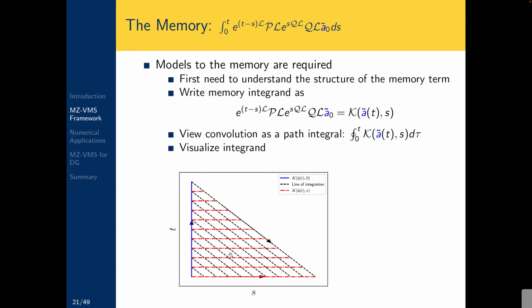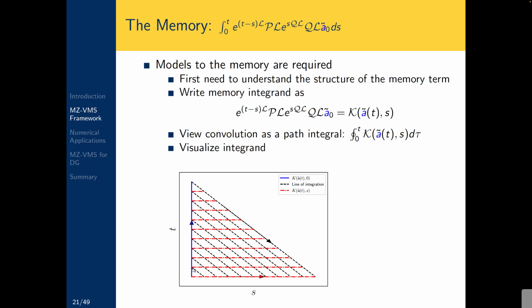Here I'm showing you a diagram in t-s space of the integrand of this memory term. This blue line is the memory kernel K evaluated at a tilde of t, and then I set s equal to 0. You can think about this blue line as, let's say you're doing a computation. At any point in time, you can just compute this blue line using your current state. So this is just some function of a tilde of t. But then if you want to evaluate this memory term, for each point in time t, you need to solve this orthogonal dynamics equation, which uses the initial conditions from here, and you solve this out in pseudo time s.